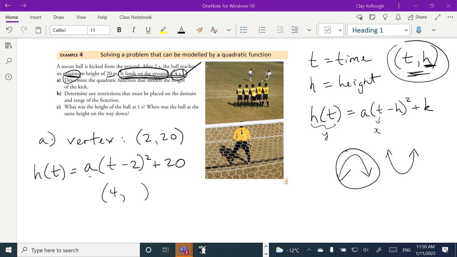So anybody? The first insight somebody told me online was perfectly true. This 4 is a T. What's the H that goes along with it? Read the question and think about it. It lands on the ground. What is that telling you?